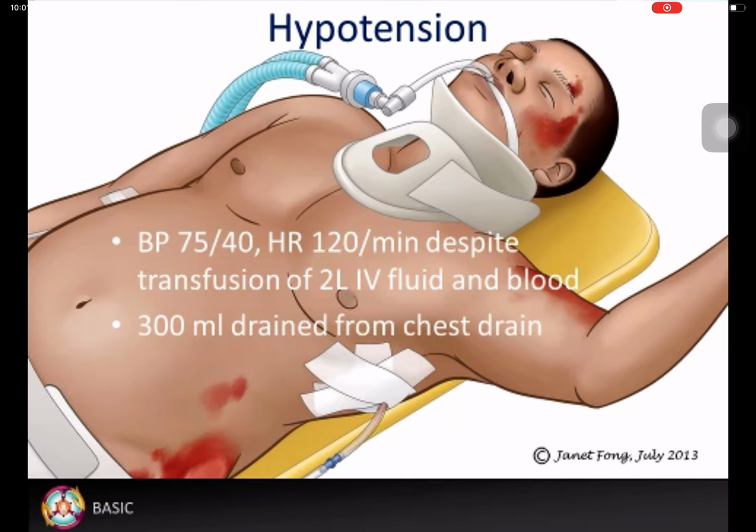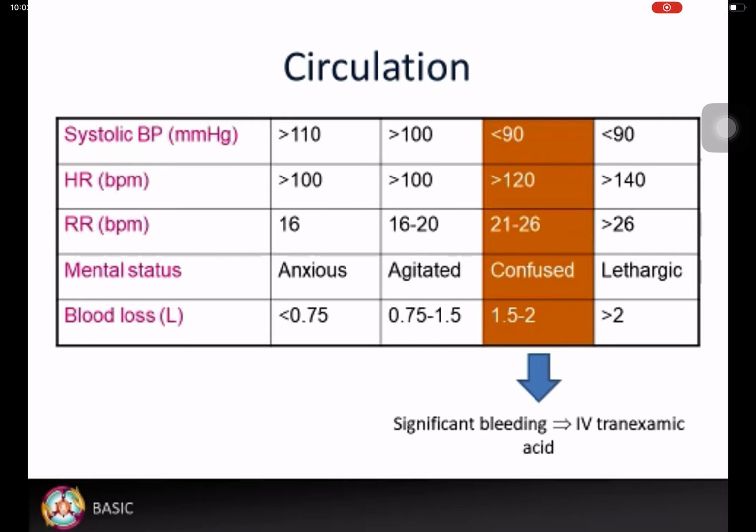You note that his blood pressure is now 75/40, with a heart rate of 120 per minute, despite transfusion of 2 liters of crystalloid and blood. 300 mils of blood has been drained from his chest drain. His clinical features suggest he's lost around 30 to 40% of his circulating volume, is bleeding significantly, and should be given IV tranexamic acid early.